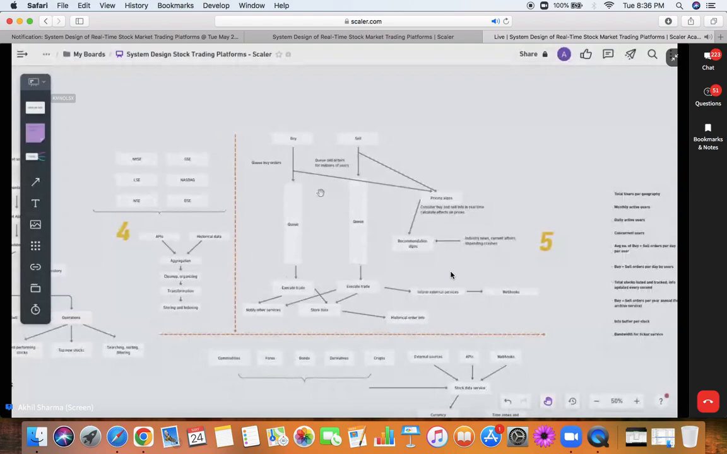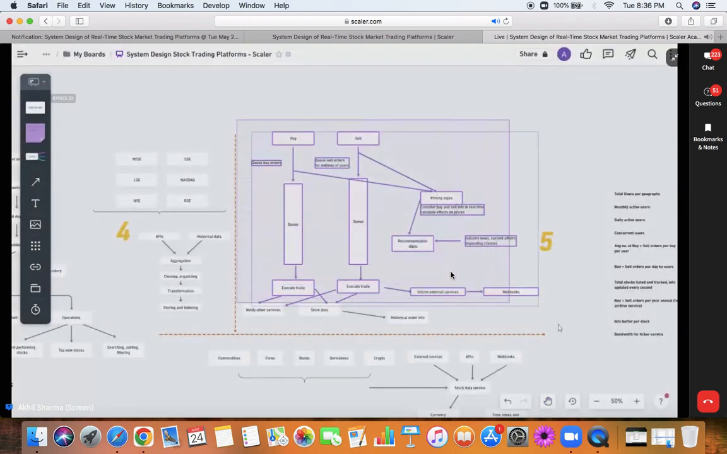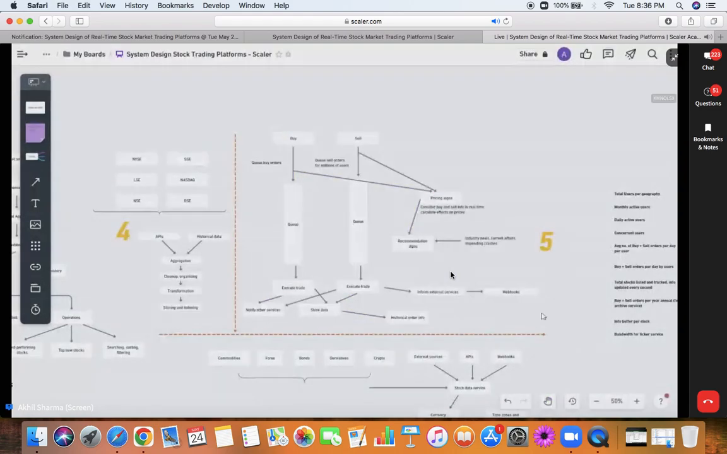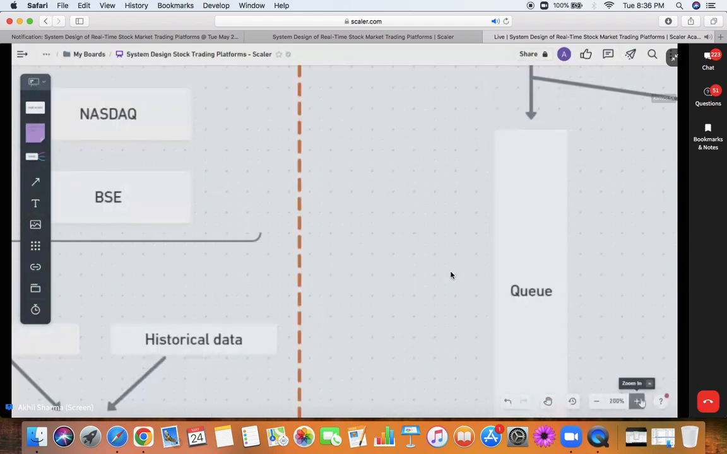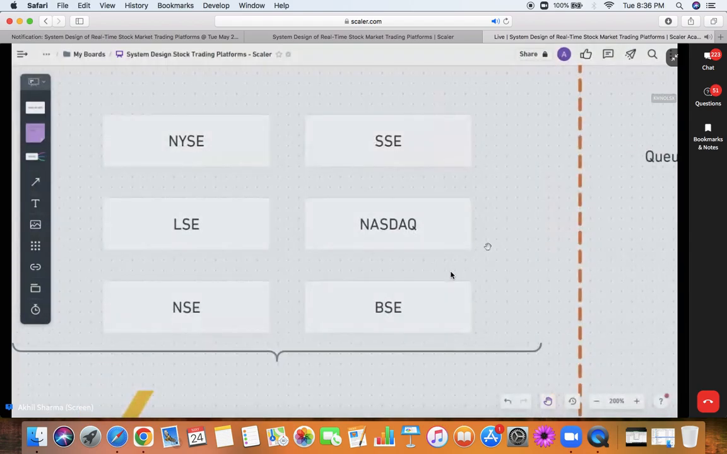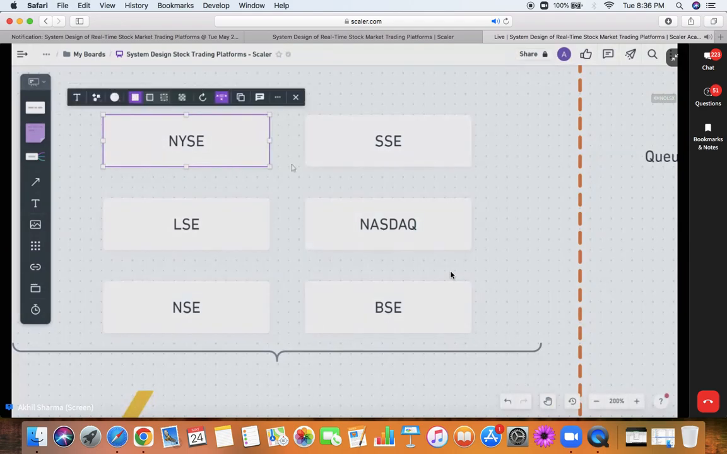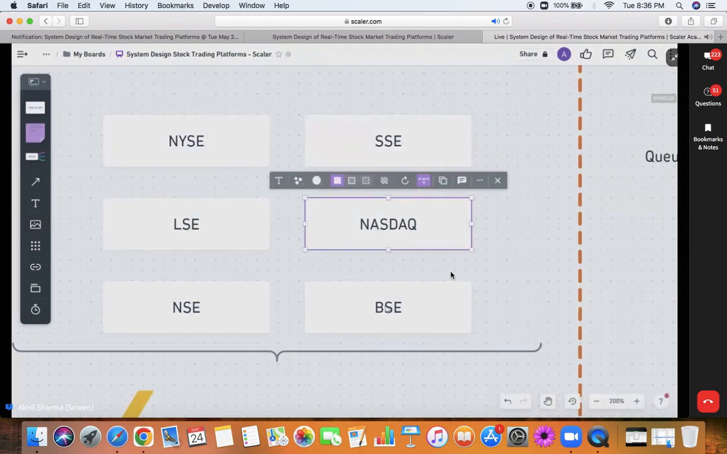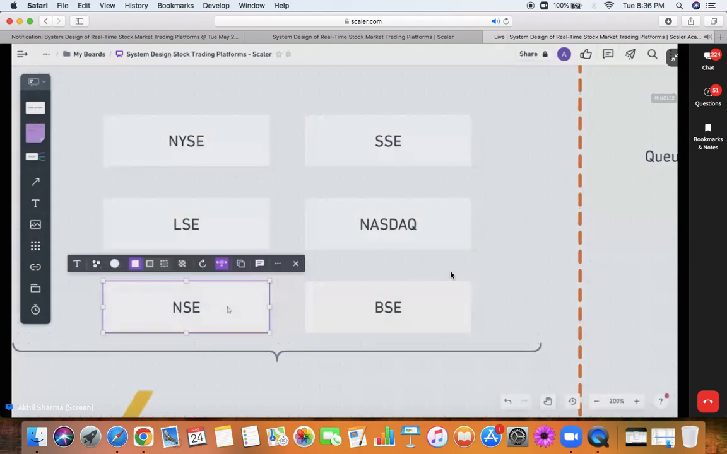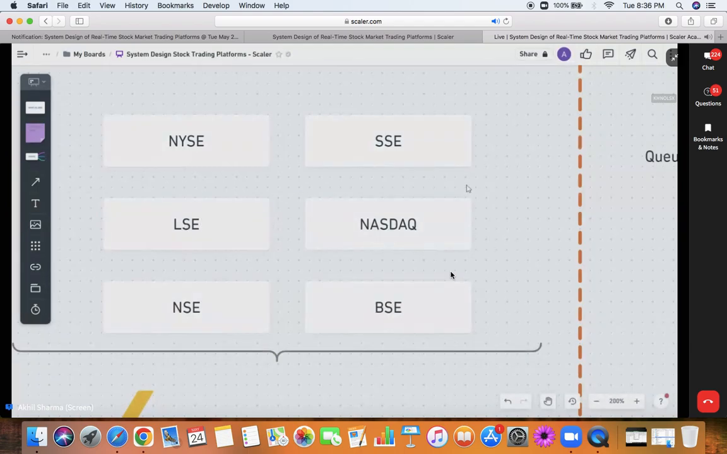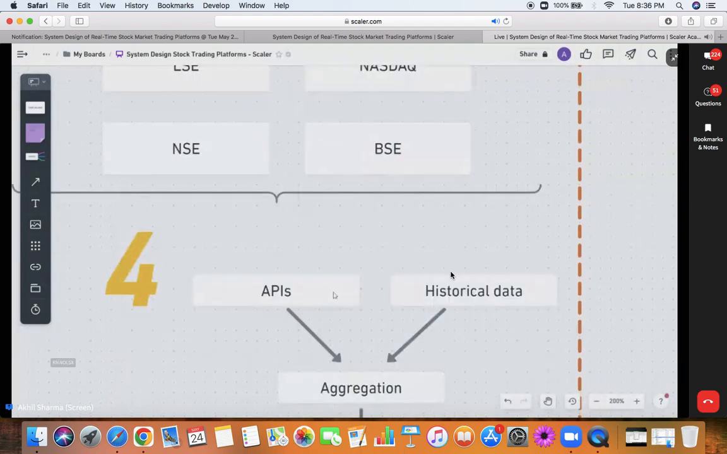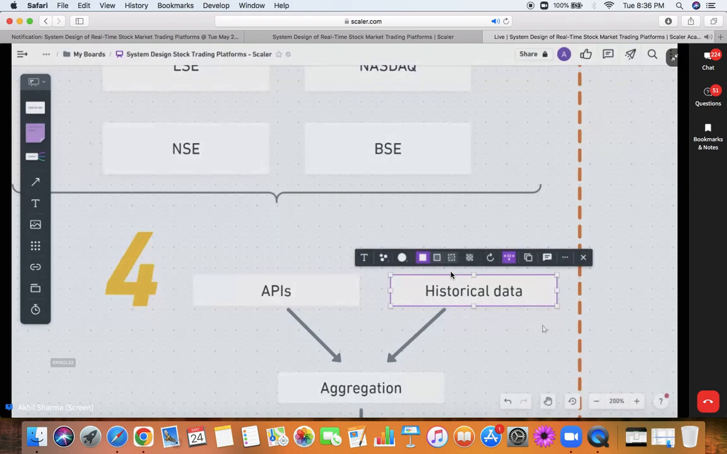So this was a majority invisible flow that's happening. Now I also want to show you that there are these special APIs that you get with the New York Stock Exchange, Shanghai Stock Exchange, NASDAQ, Bombay Stock Exchange, National Stock Exchange, London Stock Exchange. You get these special APIs, and you can also buy historical data.